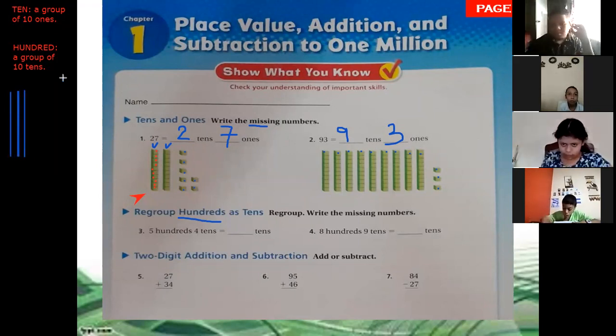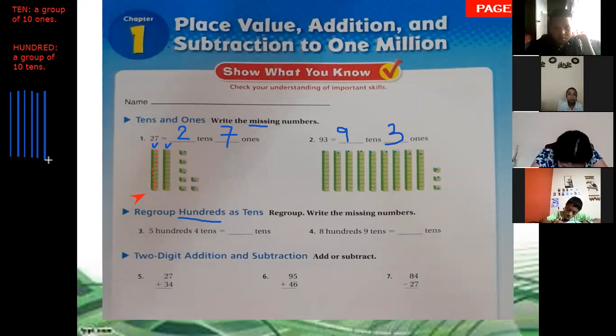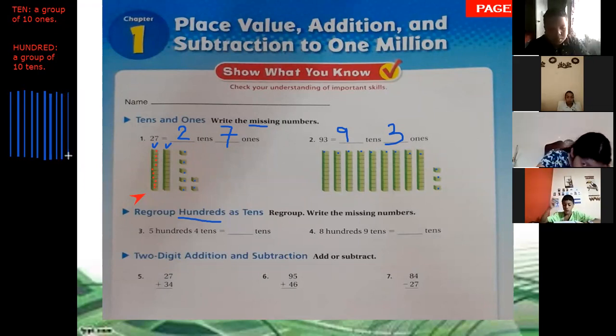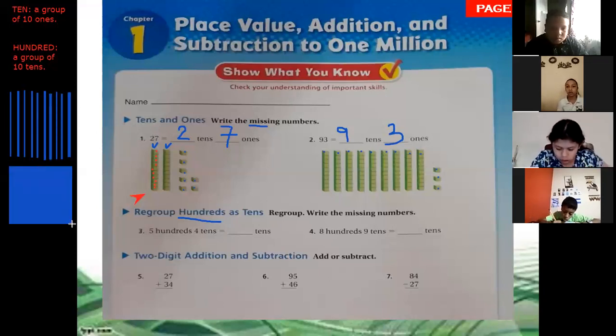Where's your microphone? So I have here 3, 4, 5, 6, 7, 8, 9, and 10. So I have 10 blocks of tens, and this is 100. So 100 is represented by a block like this. This is 100. Okay?